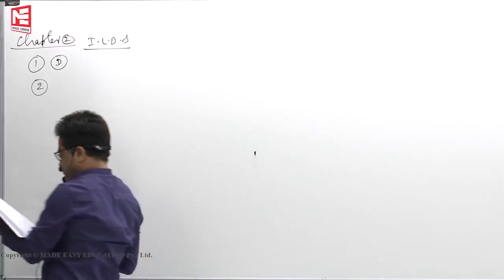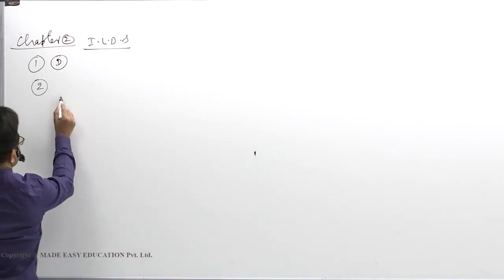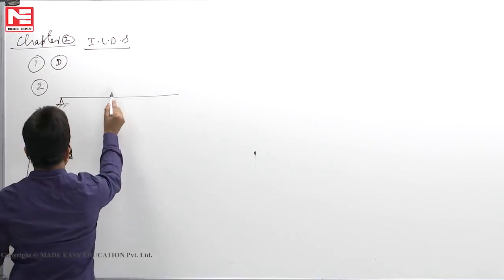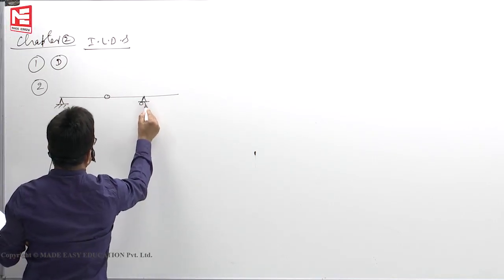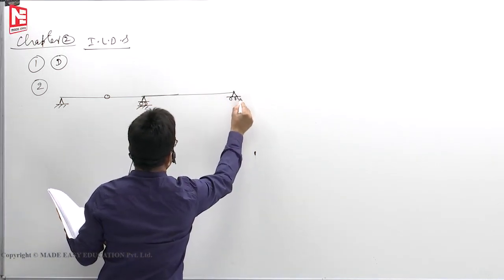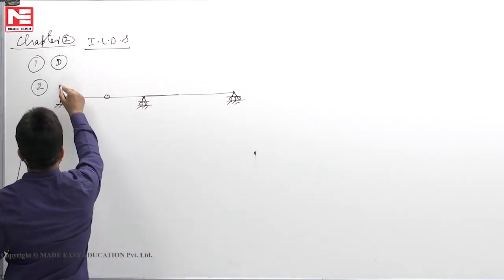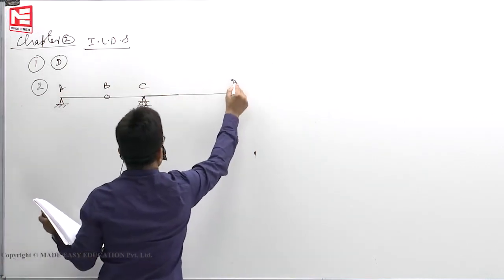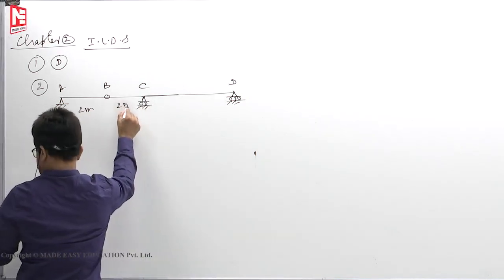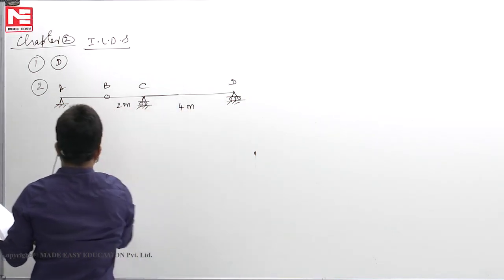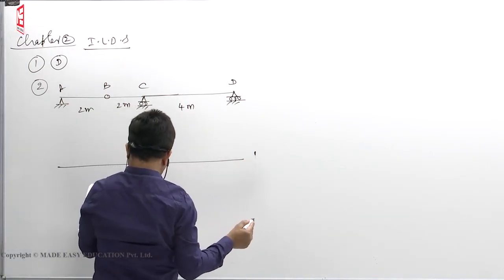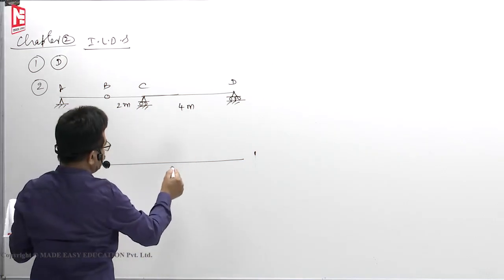Then second one, what is the ordinate of ILD at B for reaction at D shown in figure below? See here, this is the question. We have a simply statically determinate beam. Let us say the points are A, B, C, D. This is 2 meters, 2 meters, 4 meters. Ordinate of influence line at B for reaction at D.